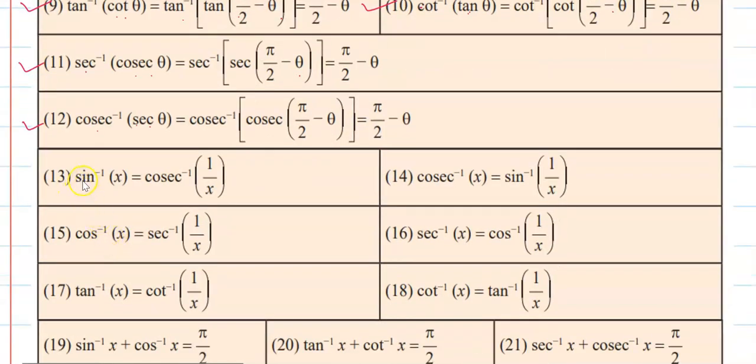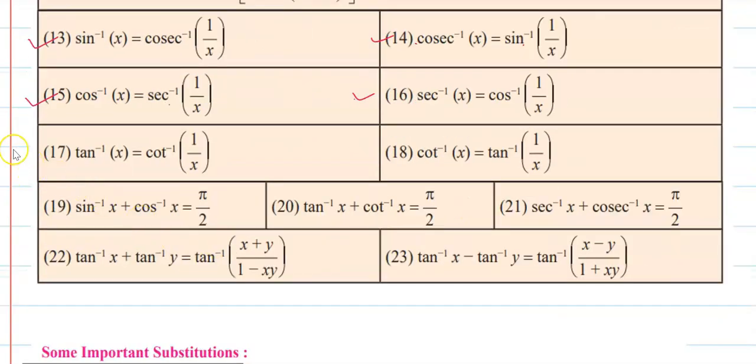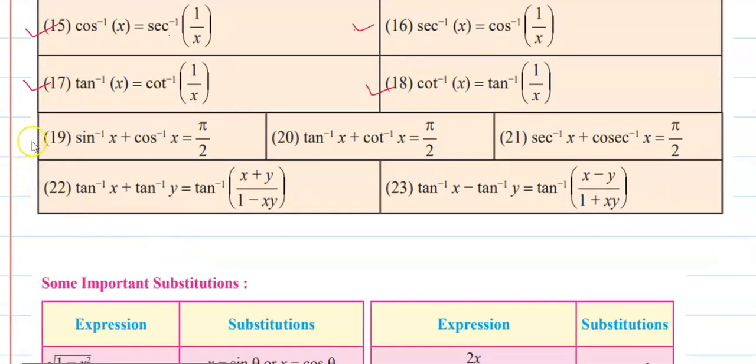What about their reciprocals? Sin inverse of x is cosec inverse of 1/x. Similarly 13, 14, cos inverse, sec inverse. Sec inverse, cos inverse. This is also 15 and 16. Next, tan inverse of x means what? Cot inverse of 1/x. And cot inverse of x is tan inverse of 1/x. This is also yours. Now the next result. Sin inverse of x plus cos inverse of x is equal to pi by 2. Similarly, tan inverse of x plus cot inverse of x, that's it, pi by 2. It is sin and cos, tan and cot, sec and cosec. This way you can remember all these in sequence.